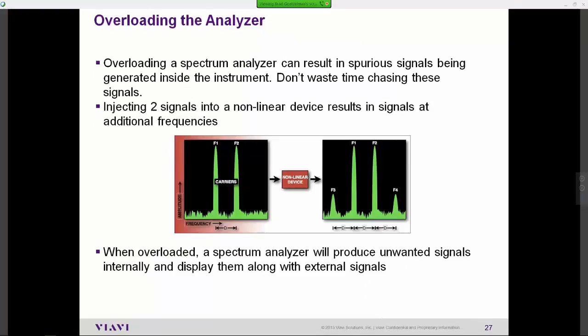So here's that overloading analyzer. You may recognize this display. When you beat two carriers together in a nonlinear device, this is where you start seeing intermod. 3rd, 5th, 7th, 9th, 11th intermod products happen anytime you beat two frequencies together in a nonlinear circuit. So if you have in fact reached the area of nonlinearity on your test instrument, that's where your test instrument can start producing false signals when you overload it. And it displays them right along together with the external signals.